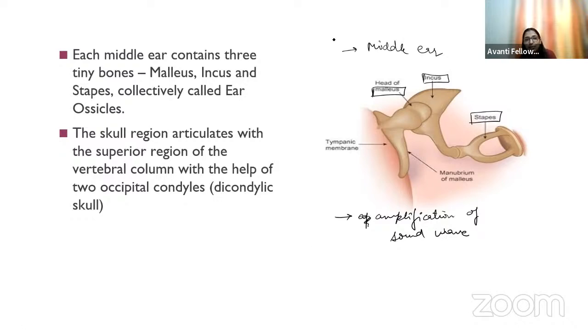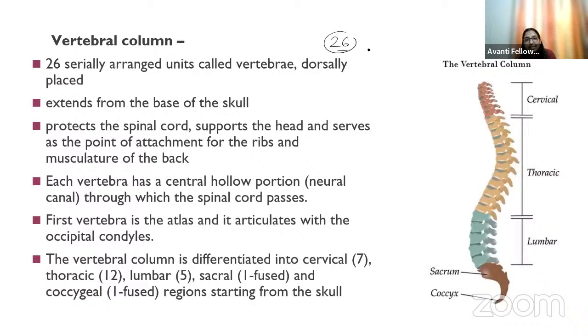Now let's come to the vertebral column, which consists of 26 bones. They are further divided into cervical, thoracic, lumbar, which means they are present in the upper abdomen, sacrum, which is present in the lower abdomen, and coccyx. The main function of the vertebral column is to support the head and protect the spinal cord. A hollow canal, the neural canal, is present, through which the spinal cord passes.